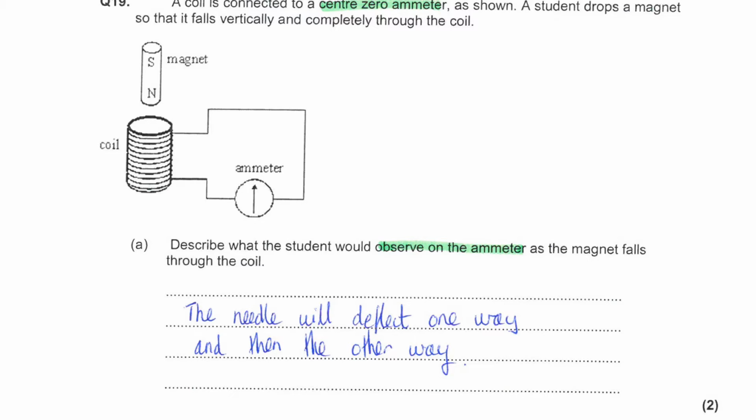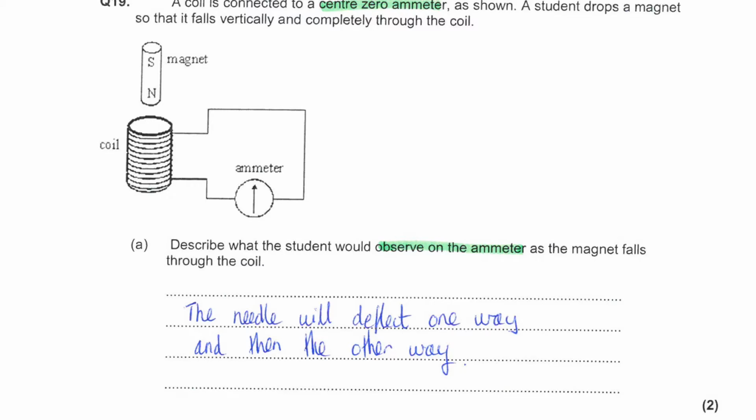This is the Magnetic Fields Homework Booklet question number 19. A coil is connected to a centre zero ammeter as shown in the diagram. A student drops a magnet so it falls freely and completely through the coil. You're asked to describe what the student would observe on the ammeter as the magnet falls through the coil.